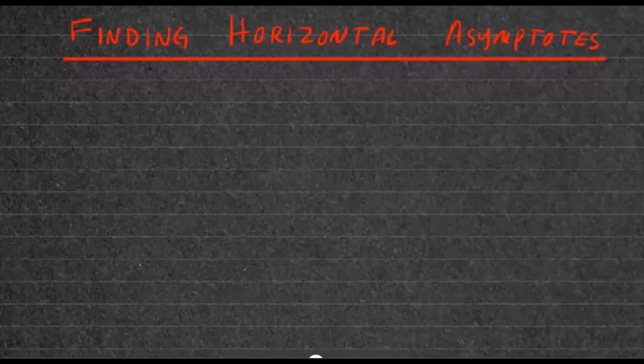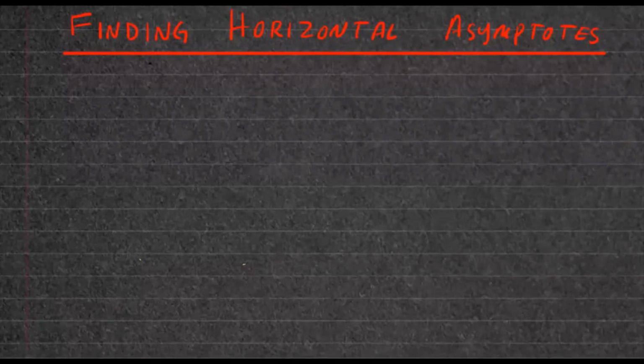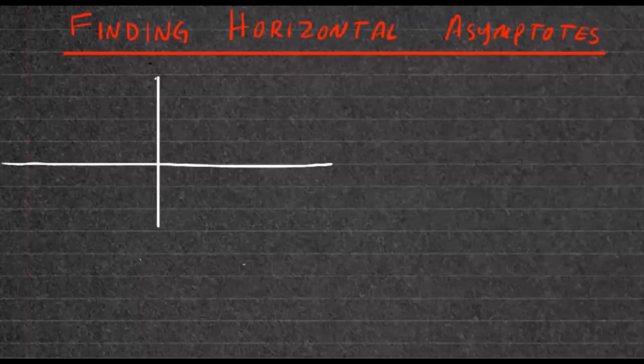Welcome everyone. In this video, we're going to learn how to find horizontal asymptotes. For horizontal asymptotes, let me start off by showing you a picture. Let's suppose you have an arbitrary function that looks like this.